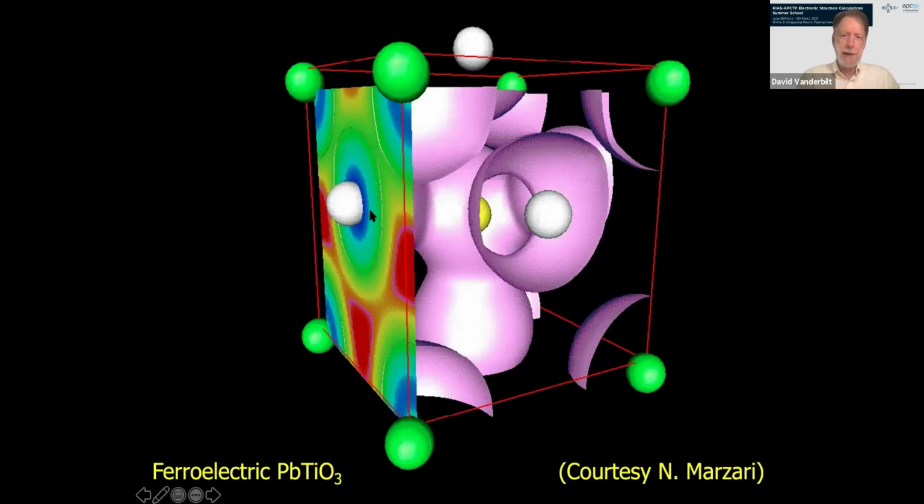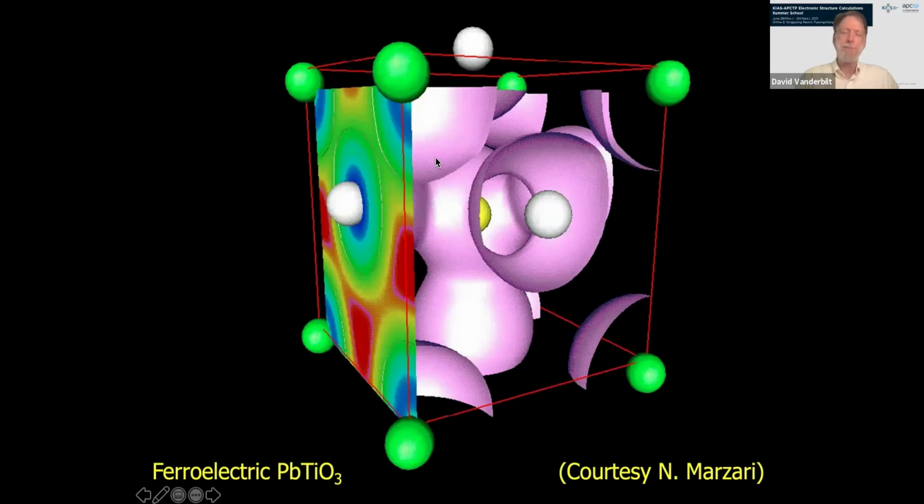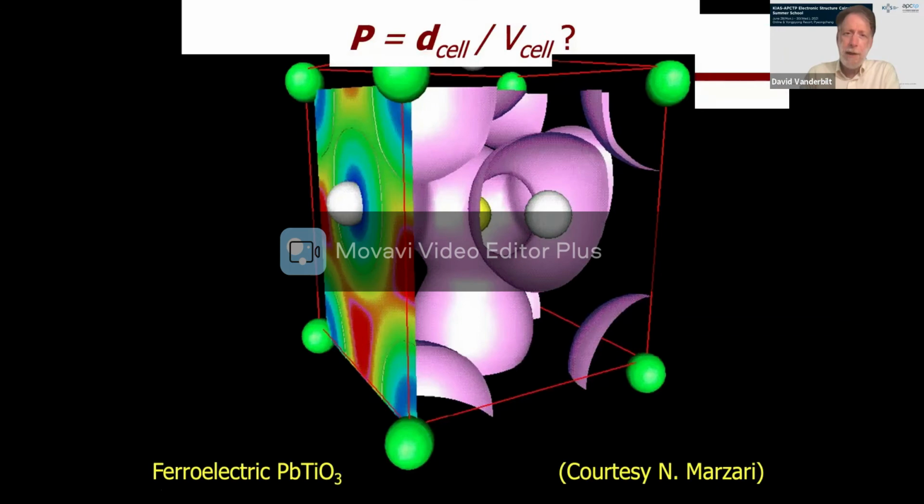This is a plot showing charge density in a color code on the left-hand panel here. And then on the right-hand side, he picked one particular isocontour of charge density and drew a rendering of that isocontour. And so the point here is that there's no way of dividing the charge clouds into isolated entities whose dipole moment you can calculate independently. That's just not possible. We have to do something else.